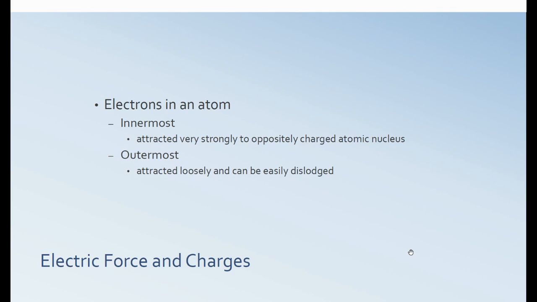The electrons in an atom, the ones in the innermost shell, are very strongly attracted to the nucleus because, of course, that nucleus has the opposite positive charge. The electrons in the outermost shells are attracted more loosely because that attraction is going to weaken over distance. And so the electrons in the outermost shell can be more easily dislodged.